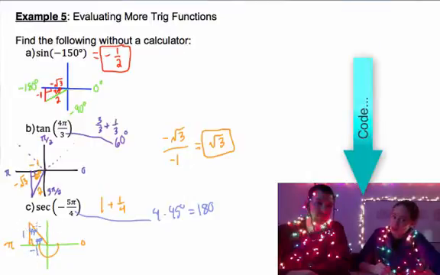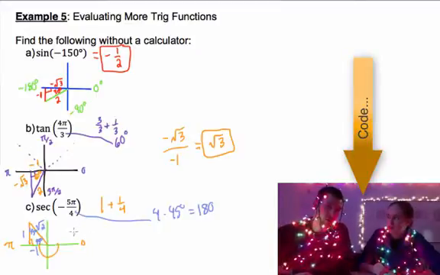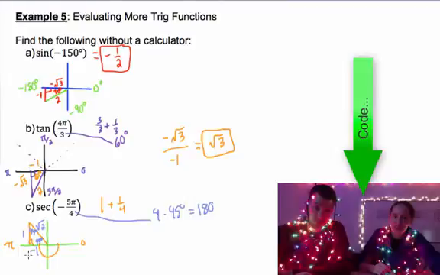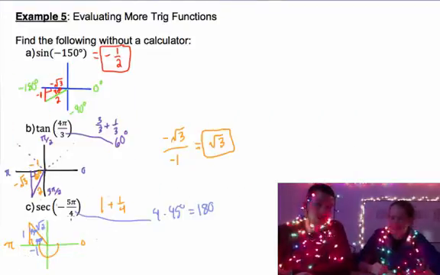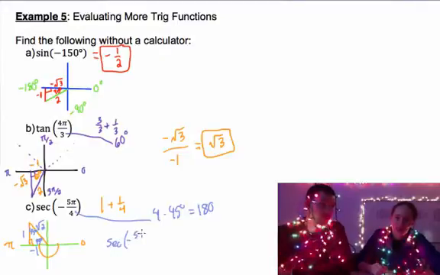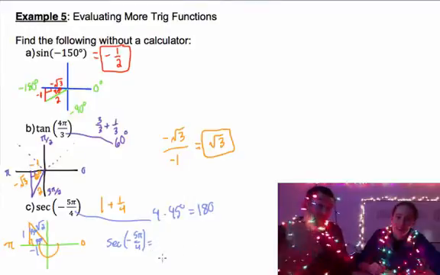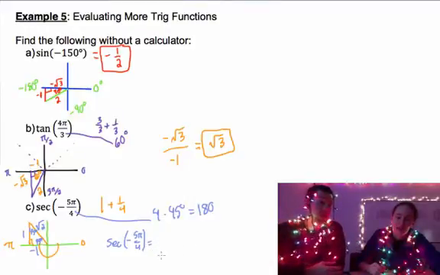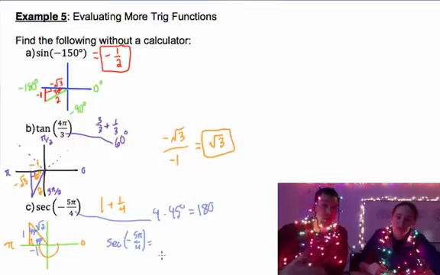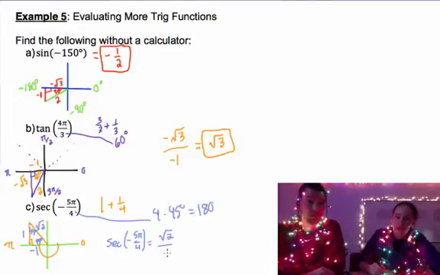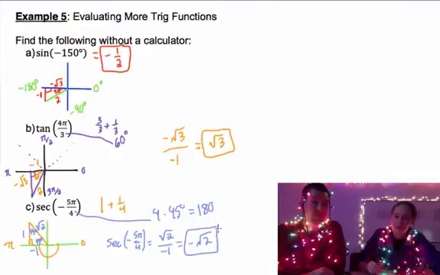Negative 1, negative 1, and the square root of 2. Remember, the hypotenuse is always positive. So the secant of this is going to be the reciprocal of the cosine, which happens to be x over r. So we want r over x. So square root of 2 over negative 1, which is negative square root of 2. Perfect. Trig functions, no calculators.